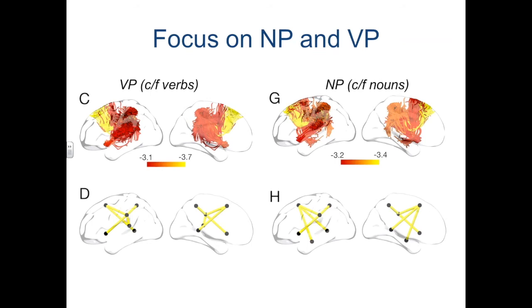And again, we looked at the white matter side of the story, and what you can see here is a very similar pattern. The top row is just based on centroids of those white matter connections, and the bottom row is ball and stick figures of significant connections that supported, on the left, verb phrase production, controlling for verbs, and on the right, noun phrase production, controlling for nouns.